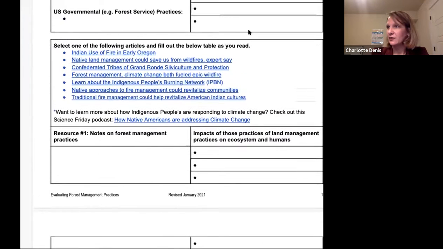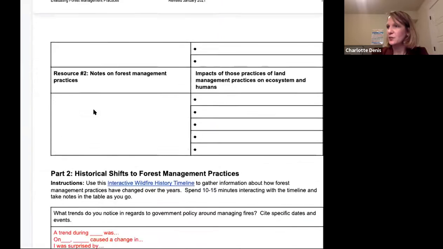If we go back to the list here, all of these are about native land management and fire management. So that's the first part.